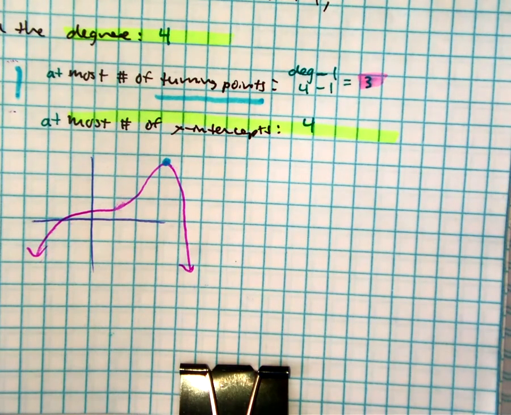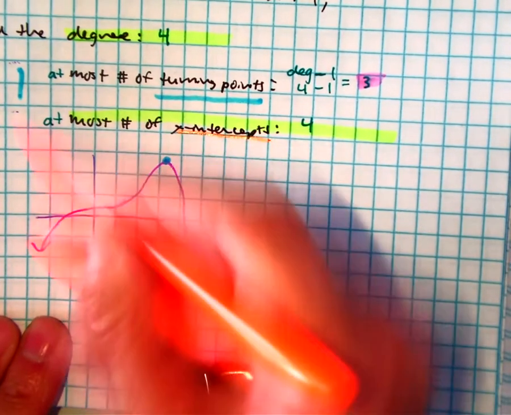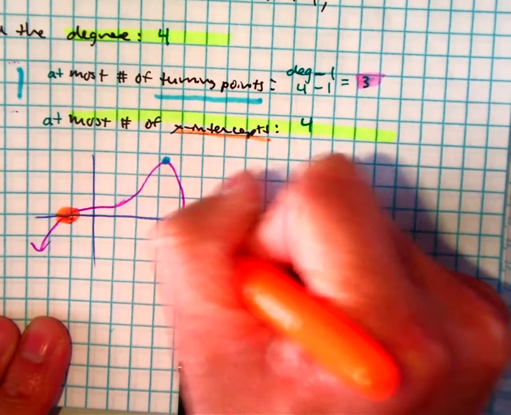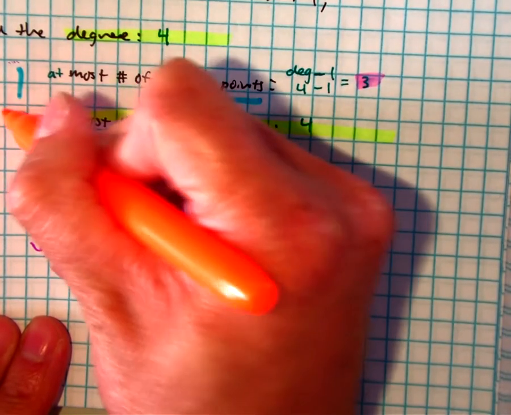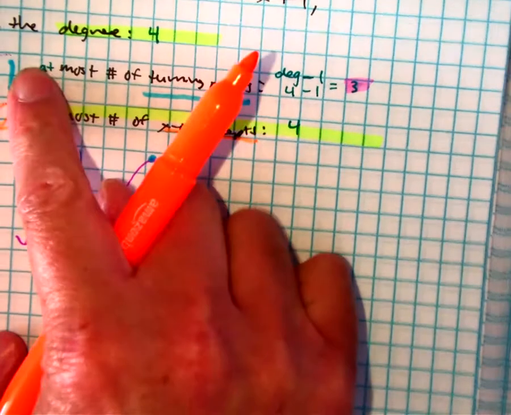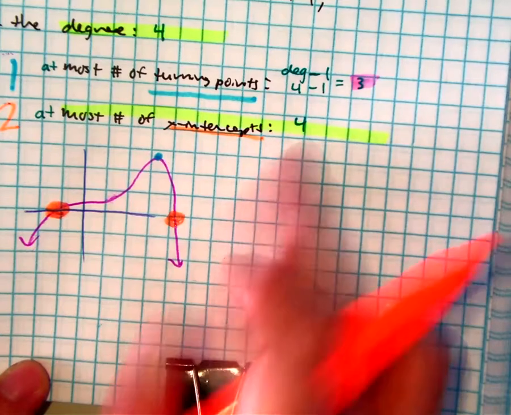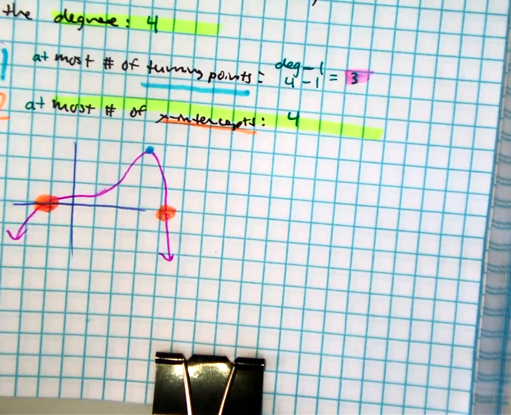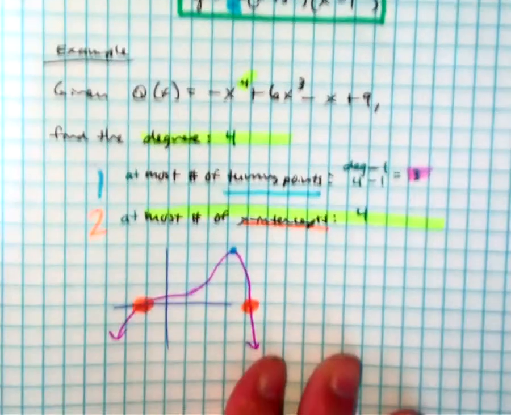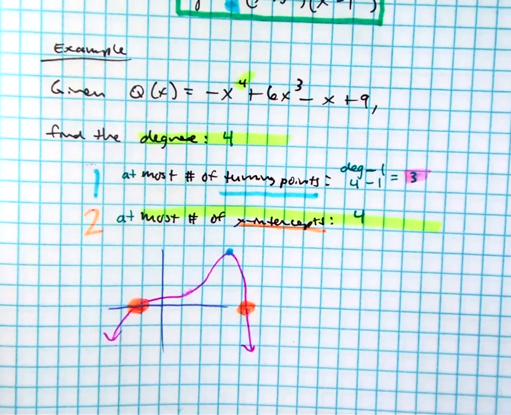Okay? How about x-intercepts? How many do we have? We have 2. So even though algebraically we said we had at most 3 turning points, this graph only had 1. Notice how it's a number less than 3. And over here in our x-intercepts we said at most 4, but we only have 2 there. So I want you to figure that out without the graph, and then the graph kind of verifies that for you. Okay?